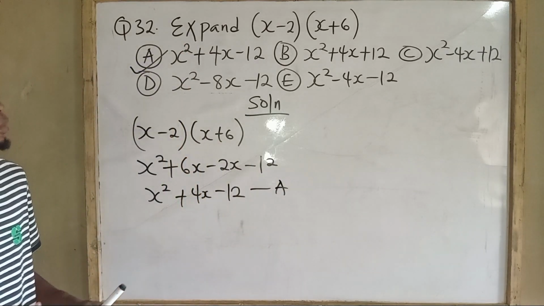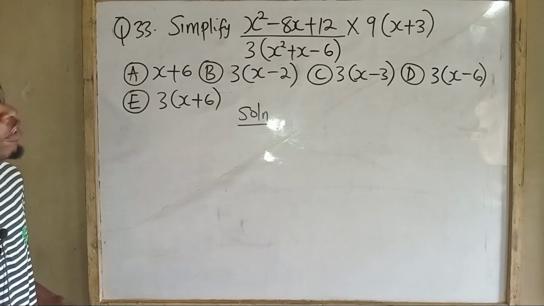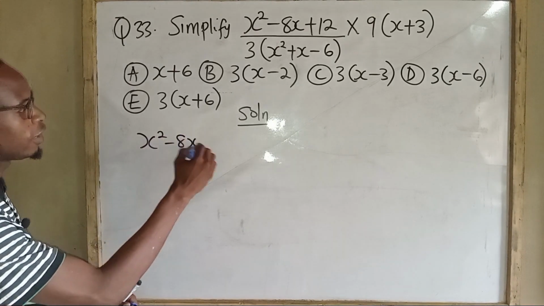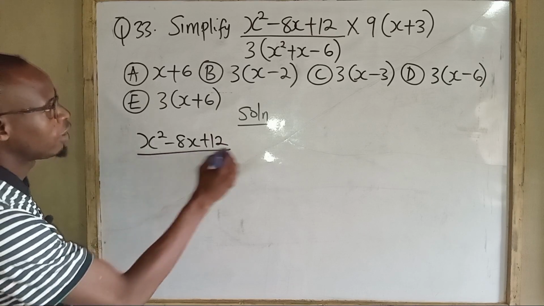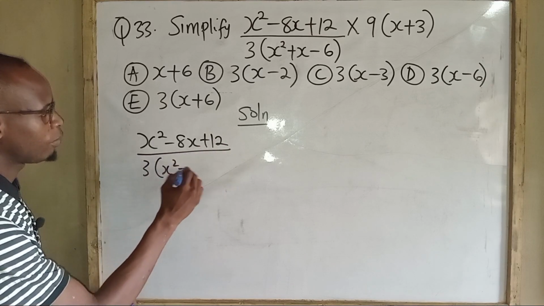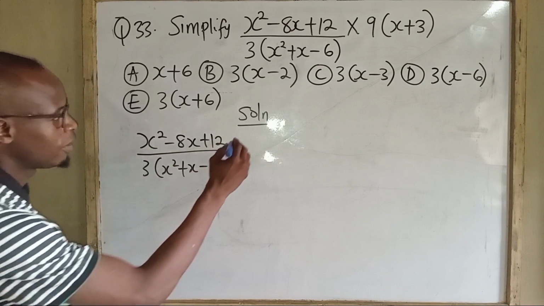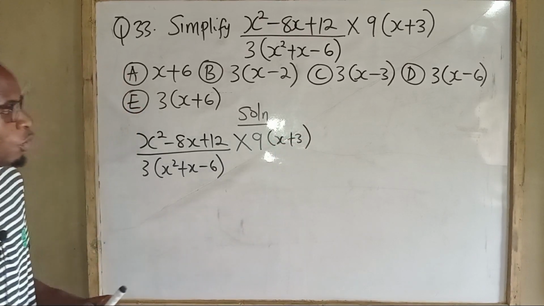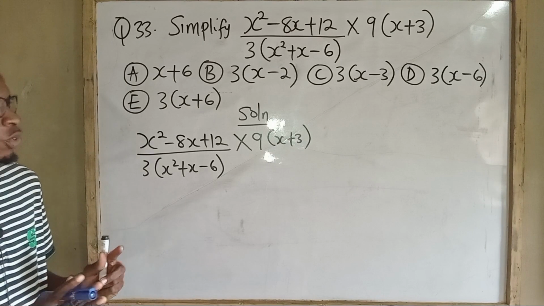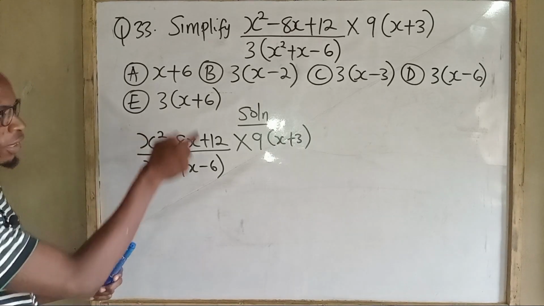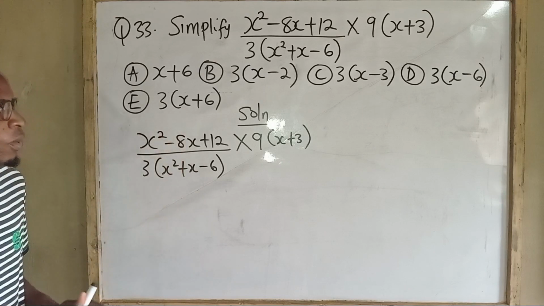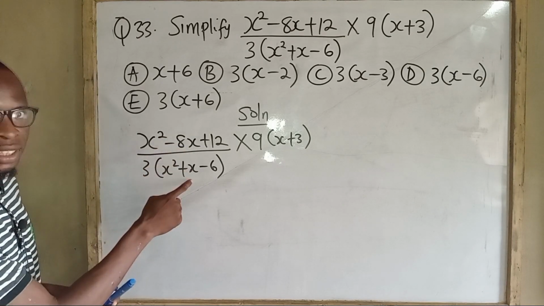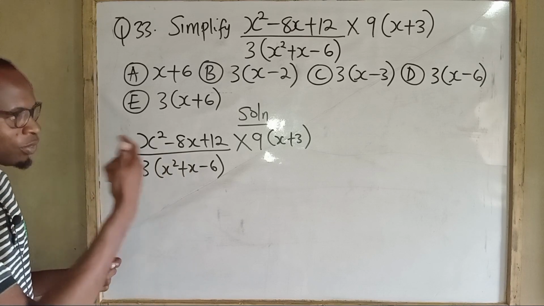All right, so let's move to the next question. Question 33 says we should simplify x squared minus 8x plus 12, all over 3 bracket x squared plus x minus 6, then multiply by 9 bracket x plus 3. Now the first thing for you to note here is that you first check the quadratics given to you. The quadratic expressions given to us are this and this. Check if they are factorable. Of course, both of them are factorable. So let's factorize them one after the other.